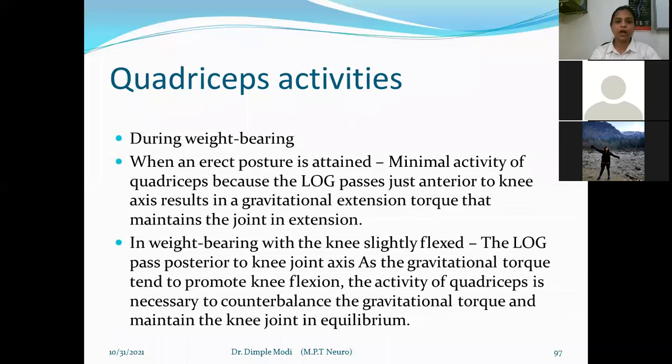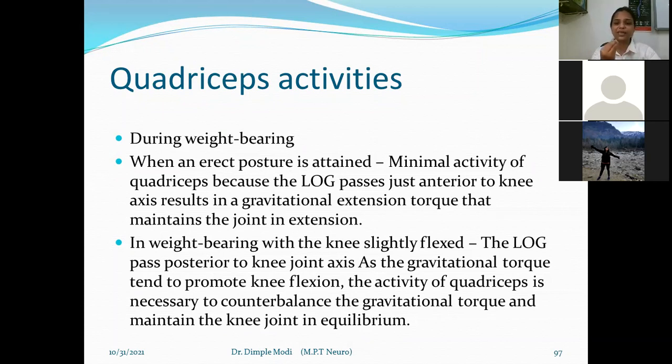Okay, so during weight bearing, how does the quadriceps work? When an erect posture is attained, when there is weight bearing on the joint, there is minimal activity of the quadriceps because the line of gravity passes just anterior to the knee axis and results in a gravitational extension torque moment. Okay, so the joint is in extension.